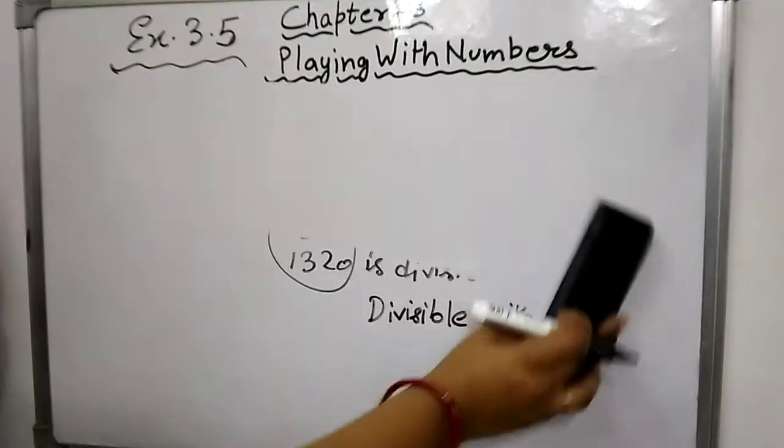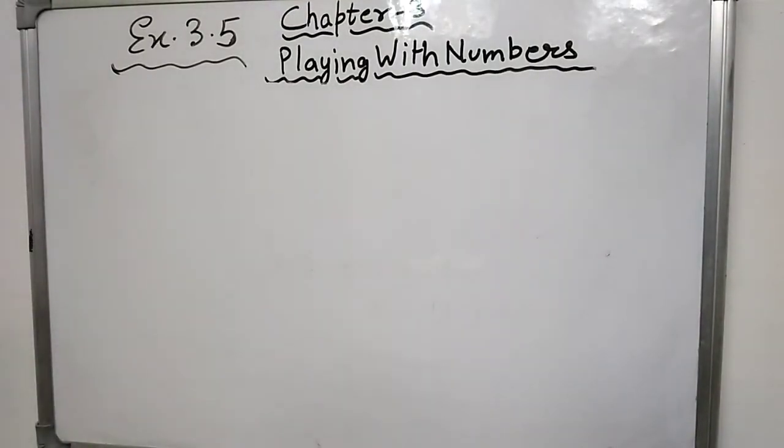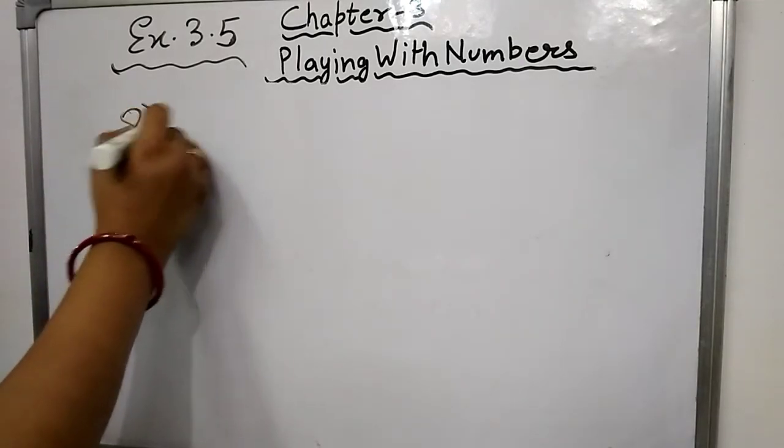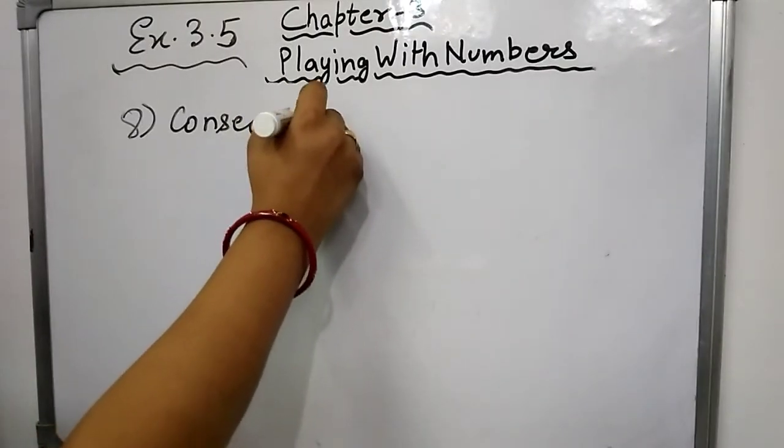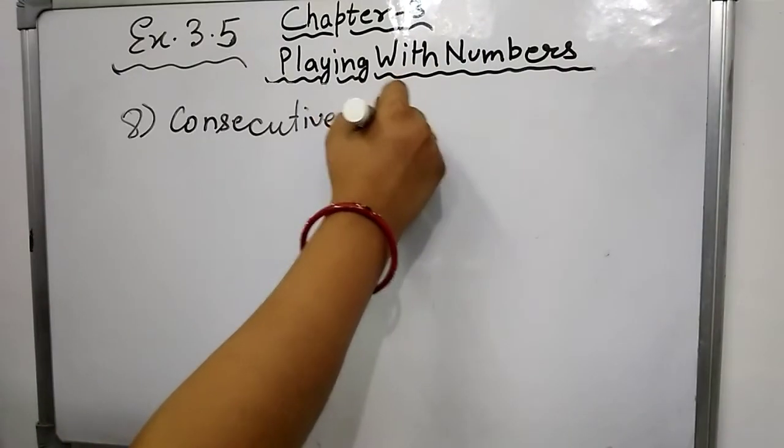Moving on to question number 8. Question number 8 is: the sum of two consecutive odd numbers.